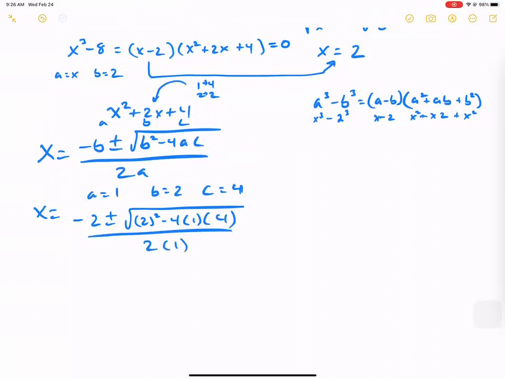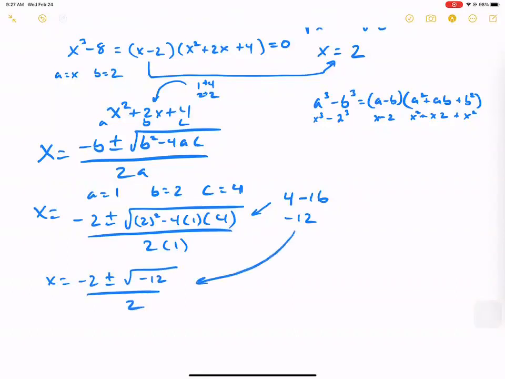Now the quadratic formula always will work. It will always help you solve. But it is the slowest method. In here, I'm going to just do the math over here. It's going to be 4 minus 16. And 4 minus 16 is negative 12. Oh my goodness, don't tell me it's negative 12. Really? Is it negative 12? So it's the square root of negative 12 over 2. That's how I got it. 2 times 2 is 4. 2 squared minus 4 times 1 times 4, in case you guys are confused where I got these numbers from.